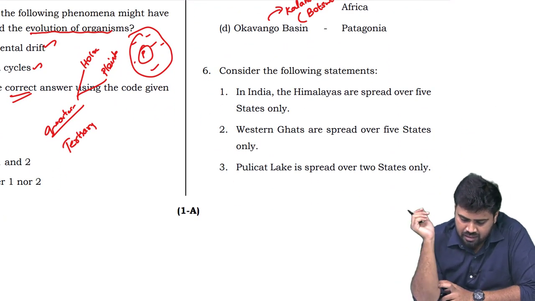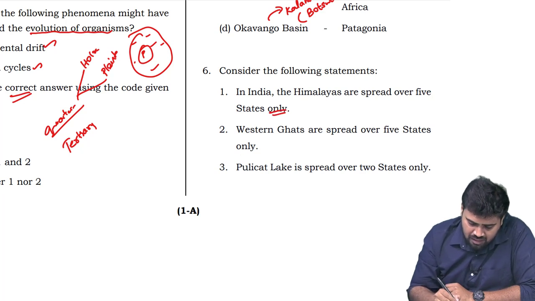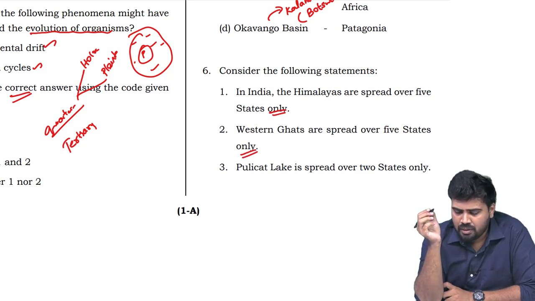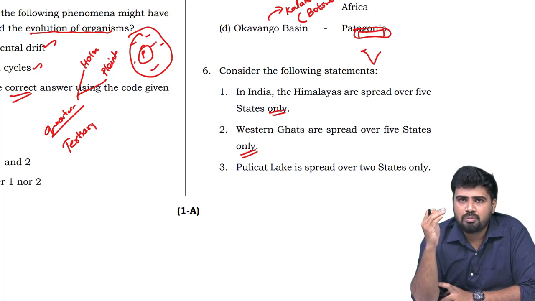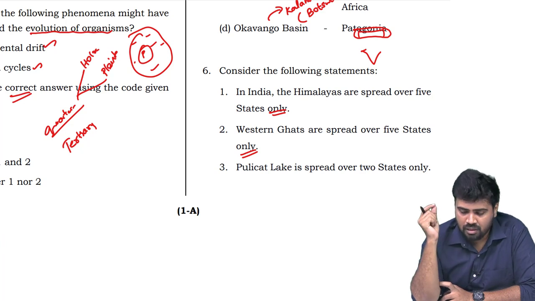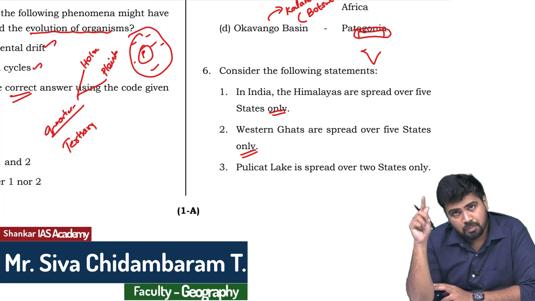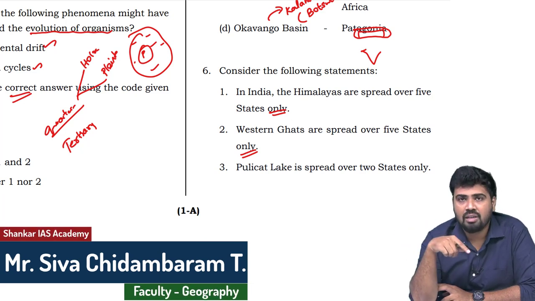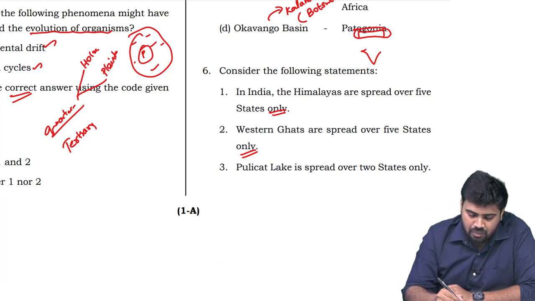Consider the following statements. In India, the Himalayas are spread over 5 states only. Okay, so only extreme statements. So Himalayas are spread over 5 states only. See, actually, if you understand the pattern, Himalayas extend from west to east, from Jammu and Kashmir, Himachal Pradesh, Uttarakhand, even parts of Punjab, we have Shivaliks. Plus UP, Bihar, Sikkim, Arunachal Pradesh, Purvanchal. So they didn't mention Western Himalayas. It also includes Eastern Himalayas. So it is definitely more than 5 states.